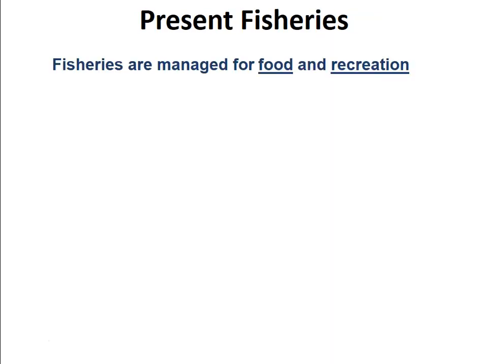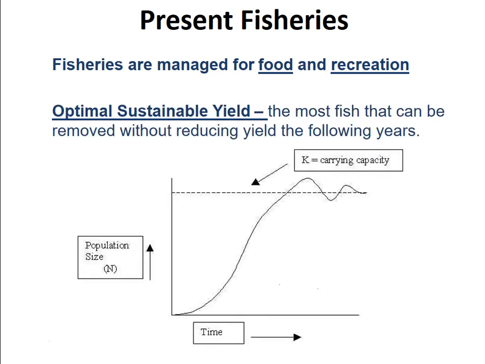So currently that's the model we use, and we've shifted a lot of our focus from food to food and recreation. A lot of people still fish for food, but a lot of people do what's called catch and release, where they may catch fish and let them go, and they do it strictly for fun or for sport. These people are still an important part of how fisheries are managed.